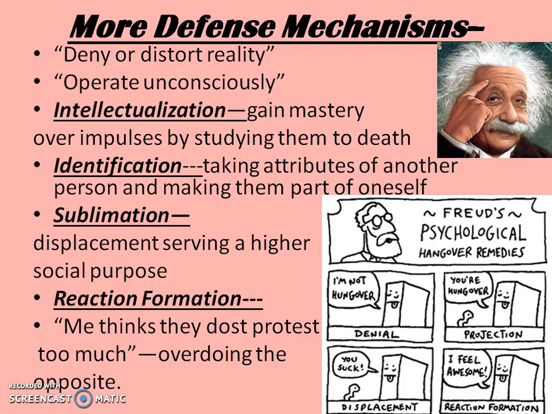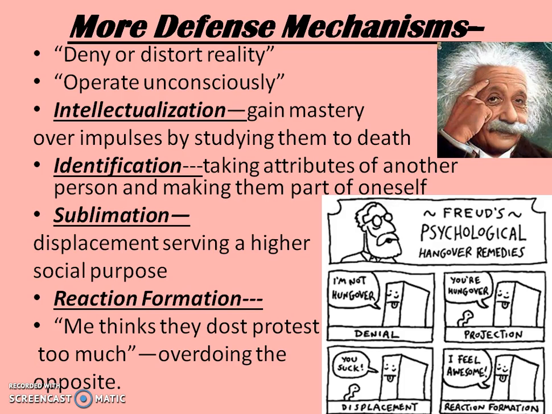Alright, this is segment 2 for personality development, and we're looking into Freud's defense mechanisms, and we've gone through the list to the point of now looking at identification. And this is the taking of attributes of another person and making them part of oneself.